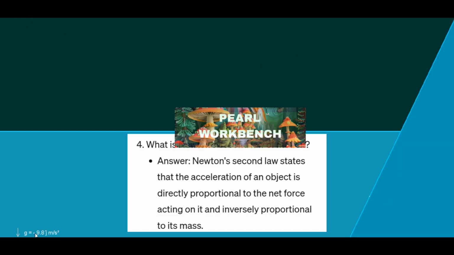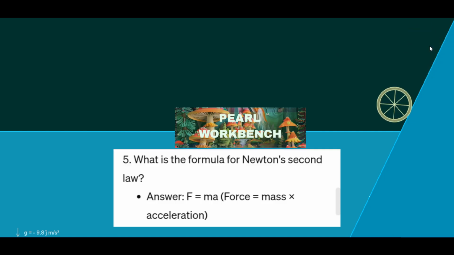Newton's second law states that the acceleration of an object is directly proportional to the net force acting on it and inversely proportional to its mass. The formula for Newton's second law is force equals mass times acceleration.